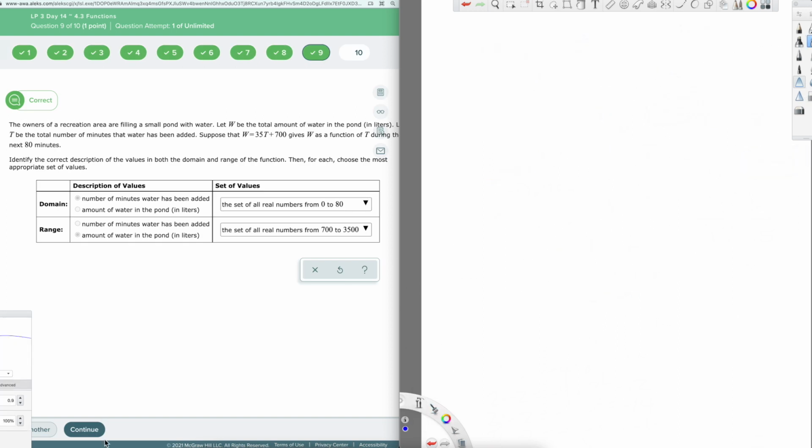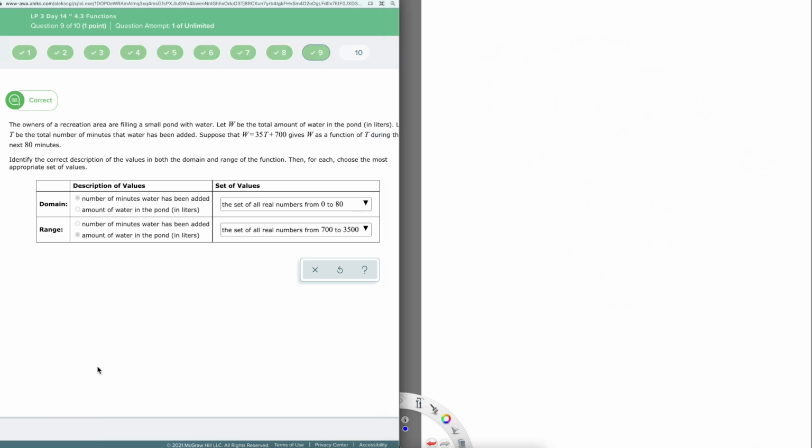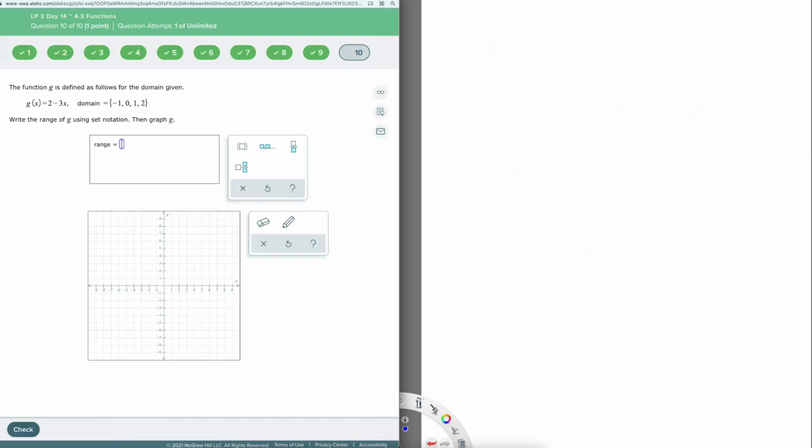Okay, let's go to our last guy here. All right, so the function g is defined as the following for the domain given. So we have g of x equals 2 minus 3x, so this is our rule. I have to multiply x by -3 and then add 2. And here's our domain. Write the range of g using set notation, then graph g.